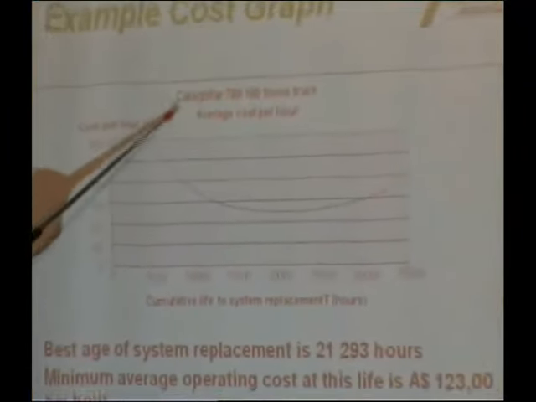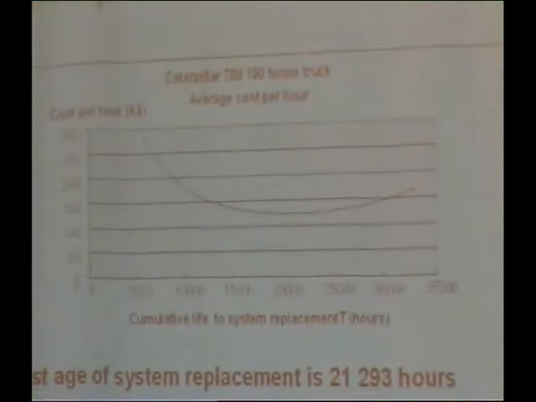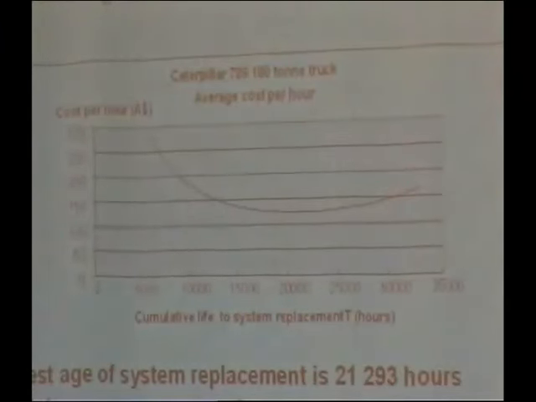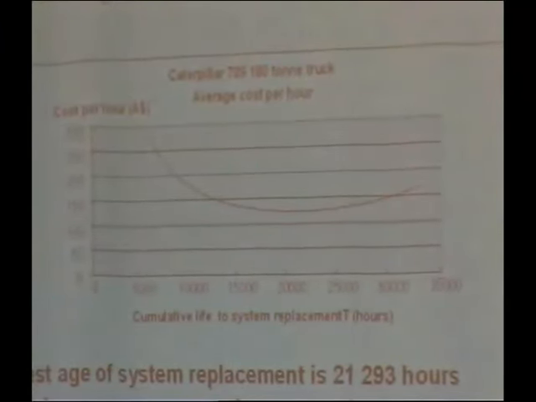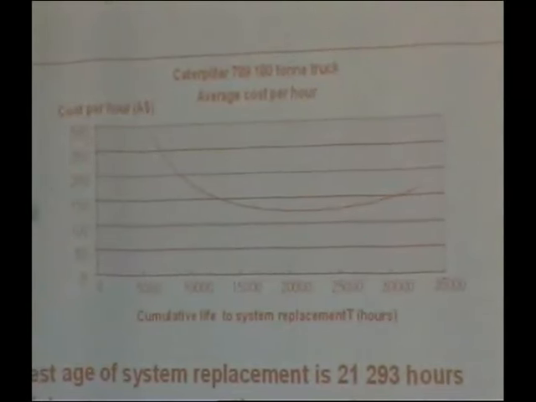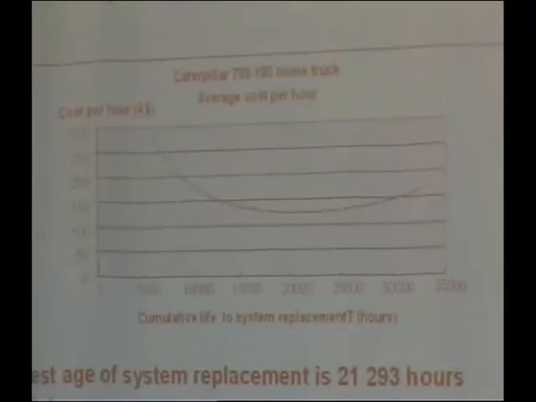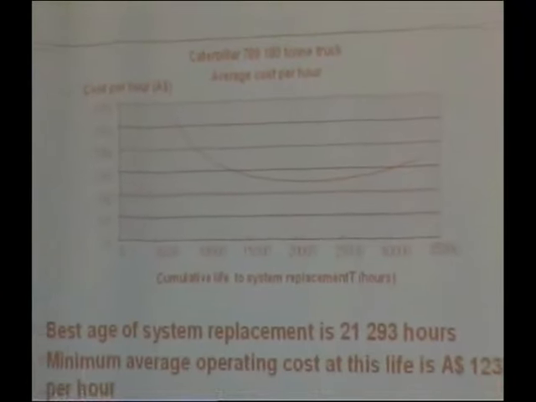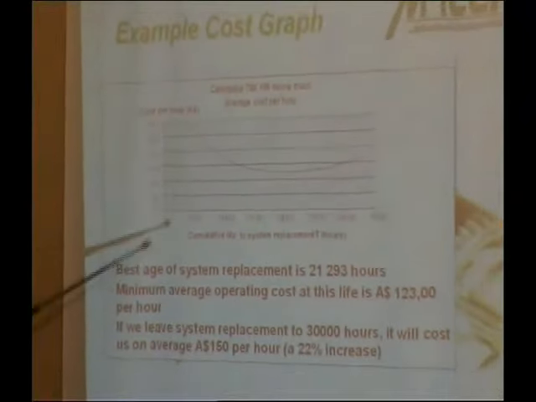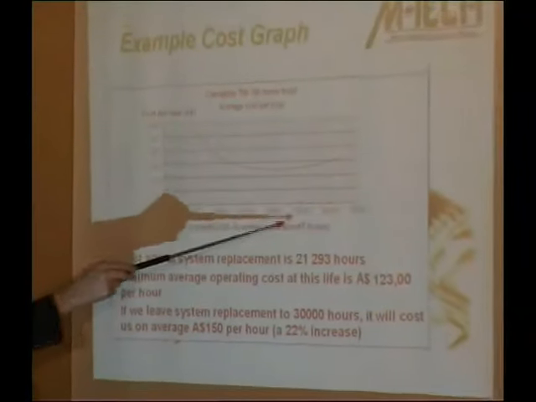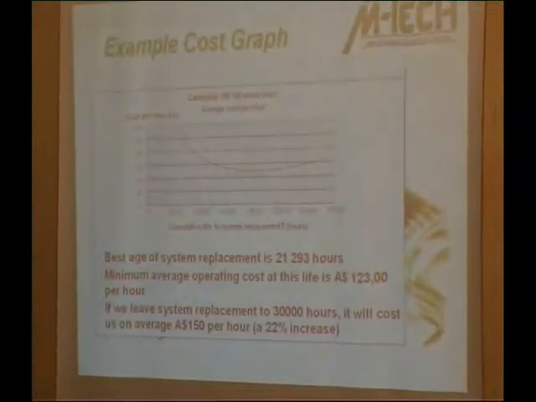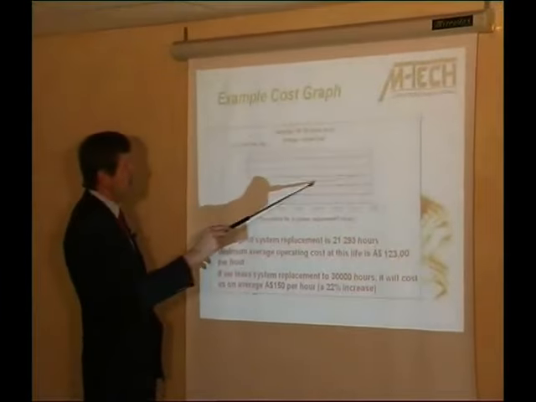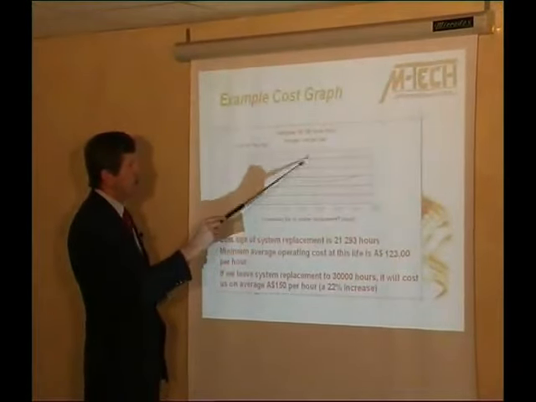This was done for a Caterpillar 789 180-ton truck working at the Syferfontein colliery of Sasol at Secunda. The rand figures were converted to Australian dollars because this was meant for a paper that was delivered at the ICOMS conference in Australia. The cumulative life to system replacement on the one axis, in other words, long-term life of this machine, and on this axis, money. And this shows clearly that around about 20,000 hours the machine should be replaced.